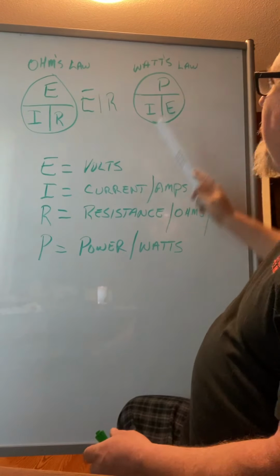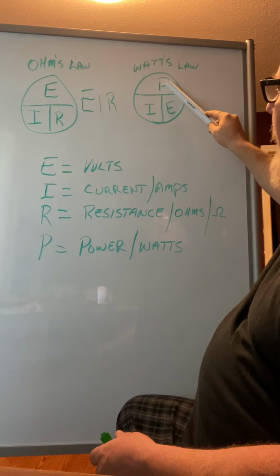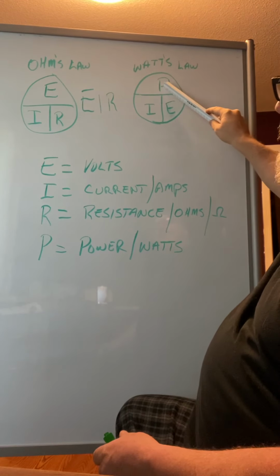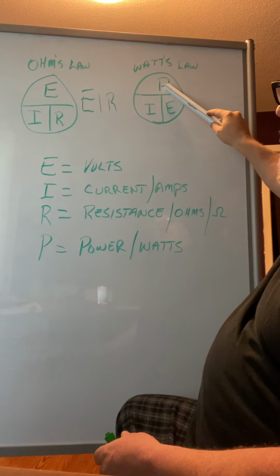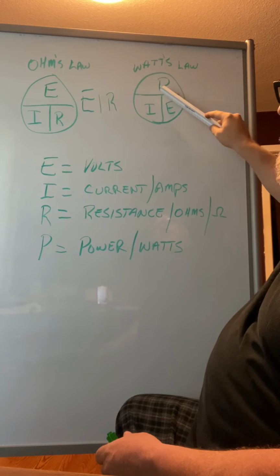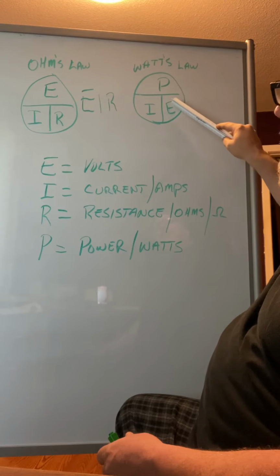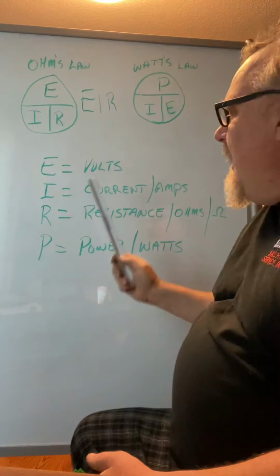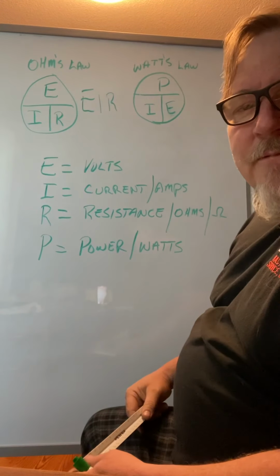Okay. With Watt's law, you have power, current, and voltage. If you want to find power, it's current times the voltage. If you want to find the voltage, it's the power divided by the current. If you want to find the current, it's power divided by the voltage. Okay. And I'm going to demonstrate a couple of pieces for you here.